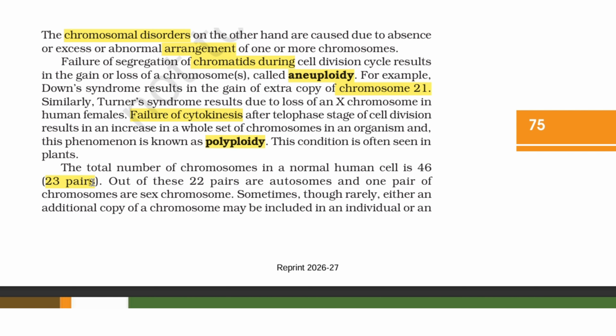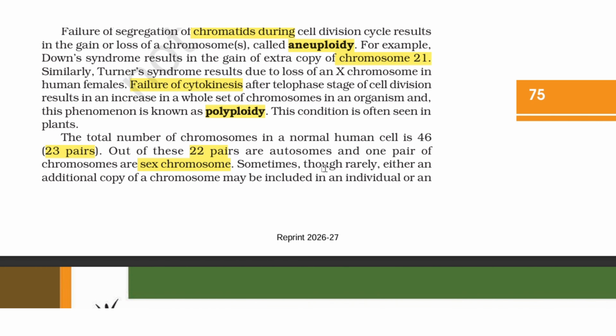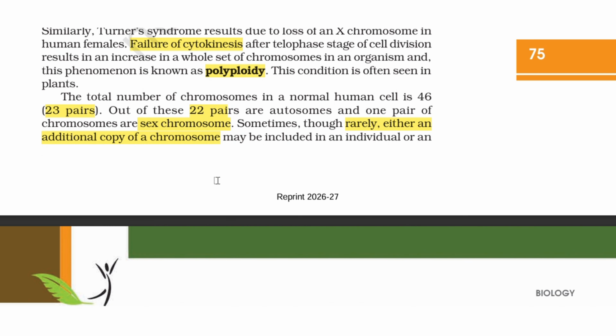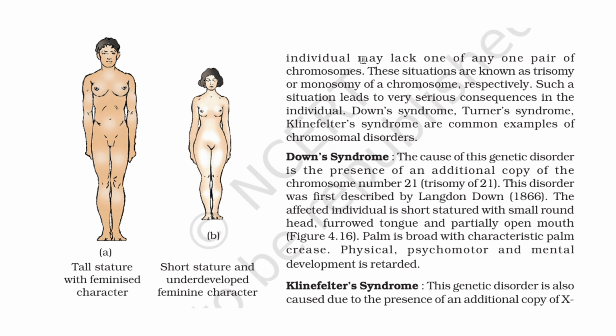The total number of chromosomes in a normal human cell is 46, 23 pairs. Out of these, 22 pairs are autosomes and 1 pair of chromosomes are sex chromosomes. Sometimes, though rarely, either an additional copy of a chromosome may be included in an individual, or an individual may lack one of any one pair of chromosomes. These situations are known as trisomy or monosomy of a chromosome, respectively.